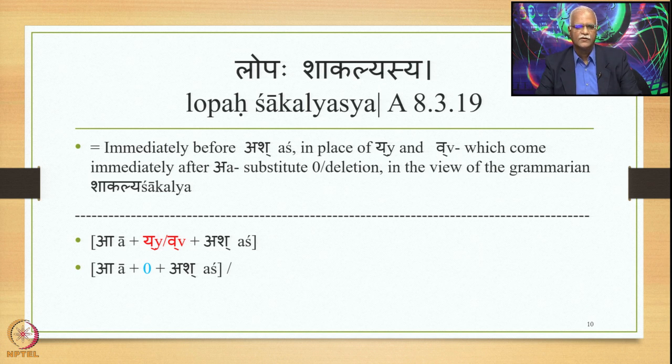In a nutshell, this is the view only of Shakalya and not of any other grammarian, especially Panini, and therefore this is an option. So to reread, the meaning of the sutra is: immediately before ash, in place of ya and va, which come immediately after a, substitute zero or deletion optionally. To put it in the form of an equation, if a plus ya or va plus ash is the environment, then in place of ya or va, substitute zero. That means delete them. So you will get the output a plus zero plus ash. This is, however, an optional output. In the other option, this particular form will be retained.